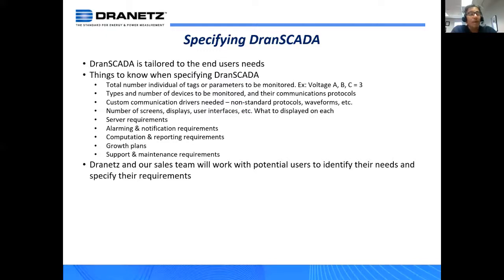We should know a little bit about your server requirement needs. You want this hosted in the cloud or locally, and what are the server requirements? And there may be a little work with your IT department. Alarming and notification requirements are important. Any computation and reporting requirements, like that PUE calculation. That's a little bit of math that DranSCADA has to do to present that to you, and other things along those lines. It's important to know your growth plans.